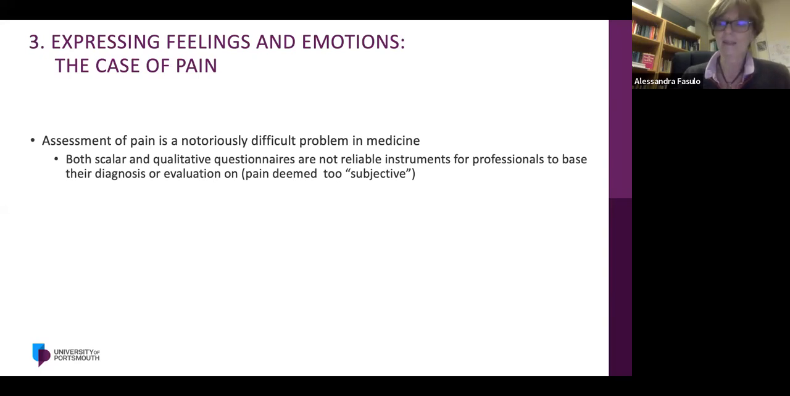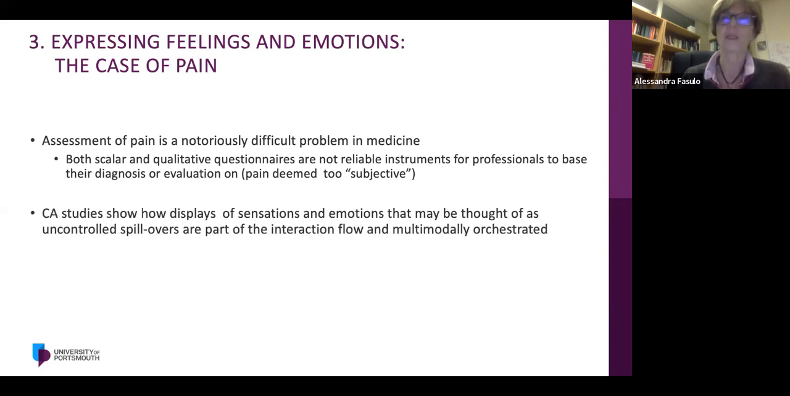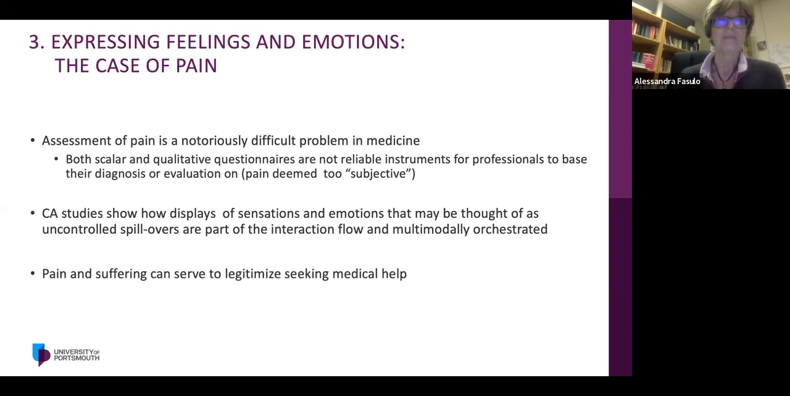And this is the subjectivity problem, which is a very good topic on its own that we can discuss a bit if you want when we meet. But in CA studies, it is actually shown that displays of sensations and emotions are not uncontrolled spillovers, but they are part of the interaction flow and are multimodally orchestrated. So words and all the other modalities.